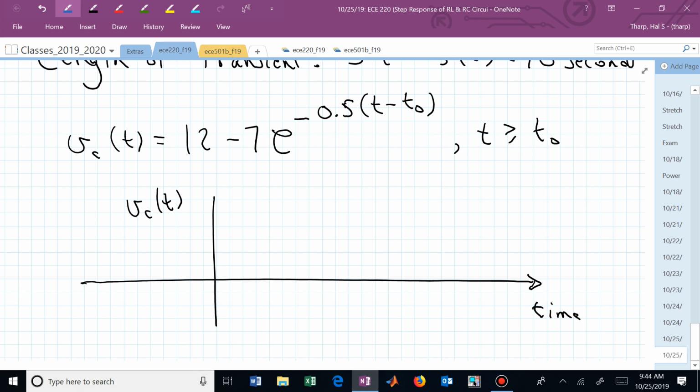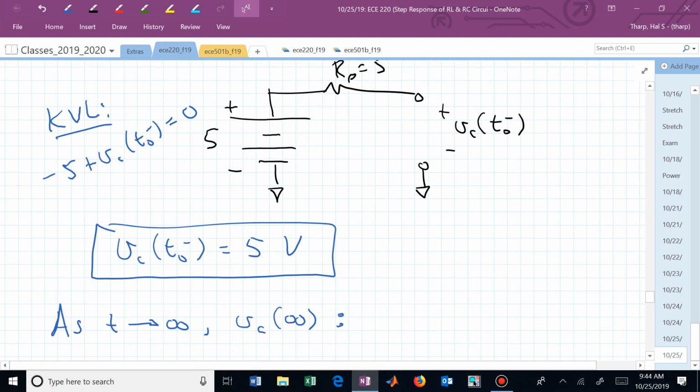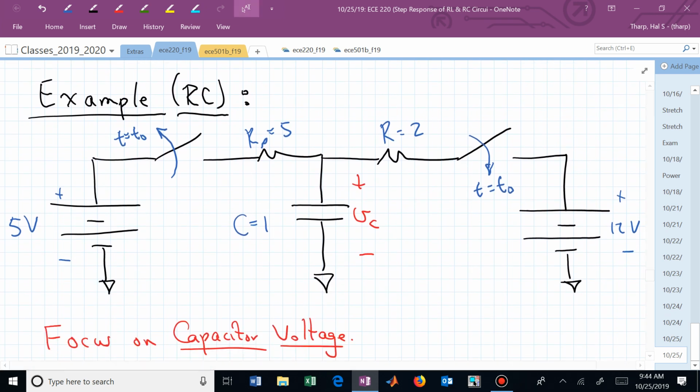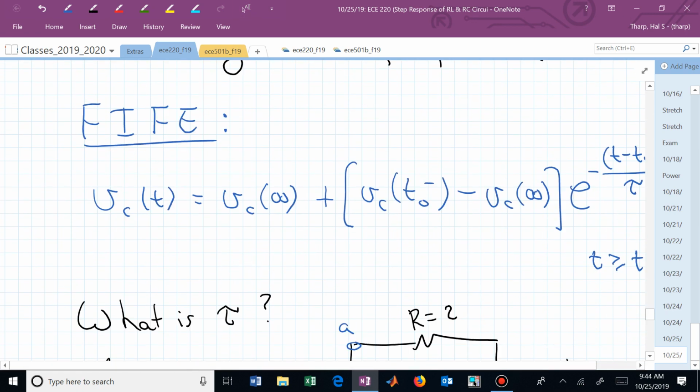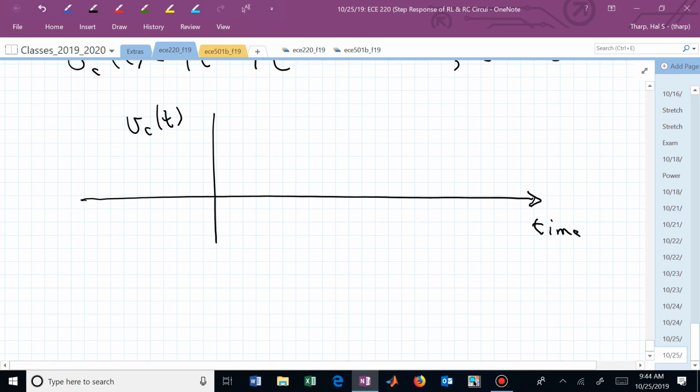It started where? Before t0, where was our voltage? You could actually use the expression, but here you know it's at 5, right? And it's going to go to 12. So you can immediately put down those two.